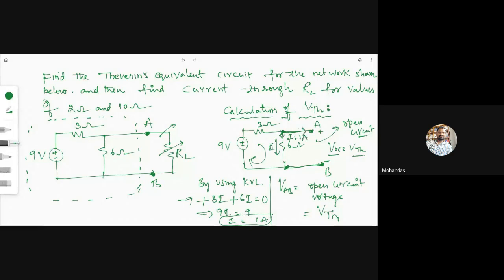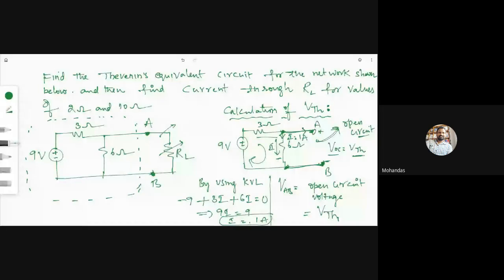Current is not flowing through this one because it is open. In an open circuit, current will not flow. I already said that to flow a current in a particular electrical circuit or network, there should be a closed path. If the closed path is not available, current may not flow. So as the entire current is flowing through the 3 ohm and 6 ohm, 1 ampere current is flowing here.